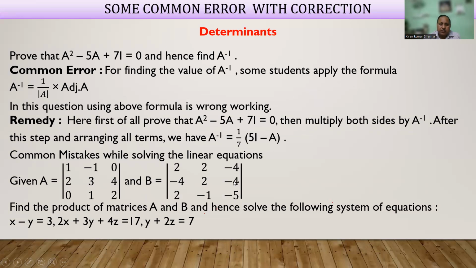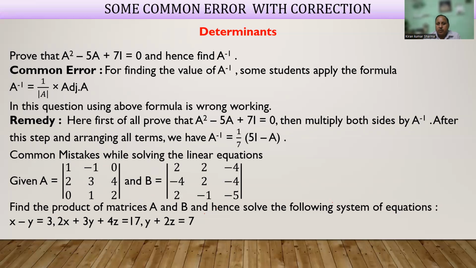One more question. To prove that A square minus 5A plus 7I equal to 0, and hence find A inverse. The question is to find the A inverse using this equation. Matrix A is given to them. The student, what generally do, they prove this equation and they apply the formula to find the A inverse, that is 1 upon determinant A into adjoint A.